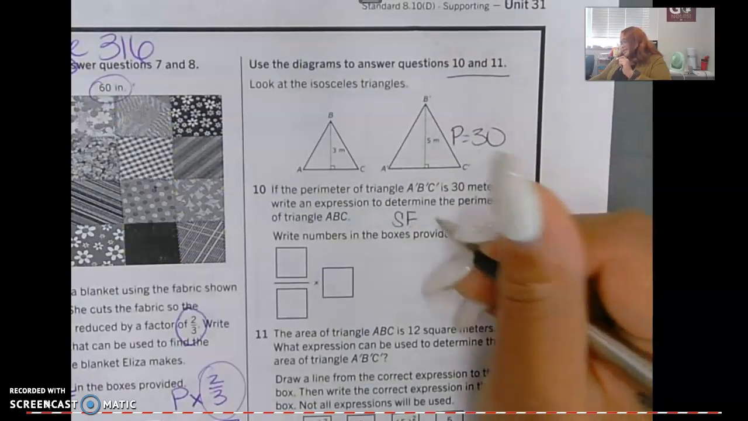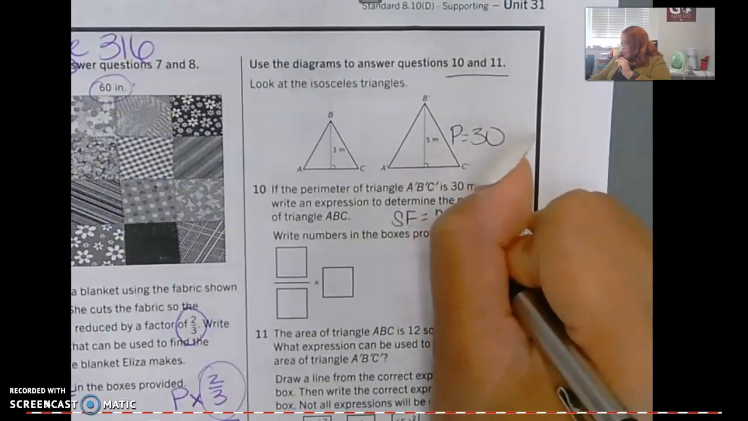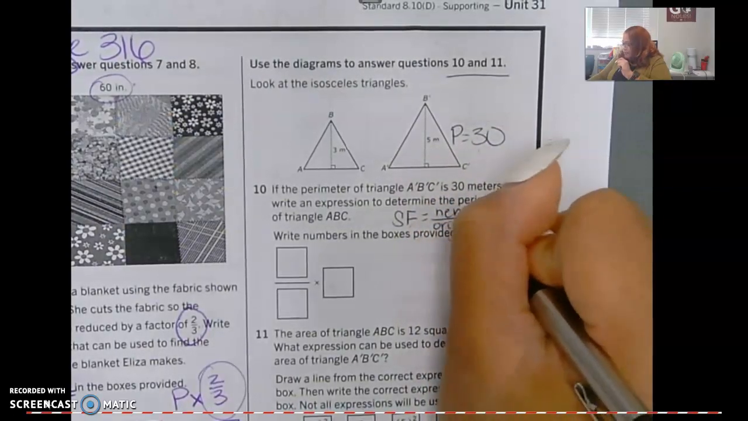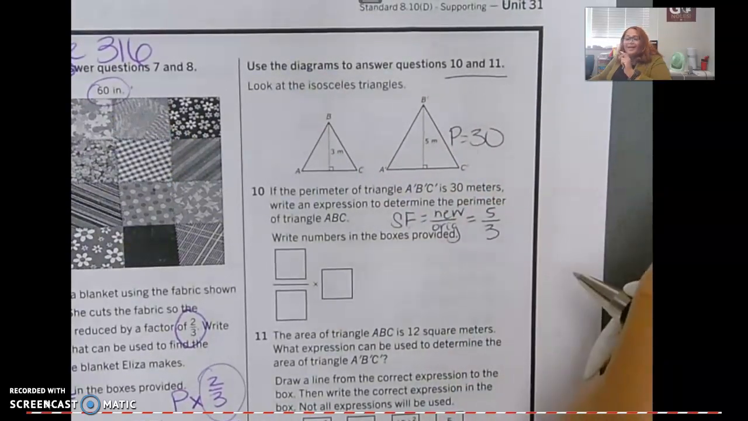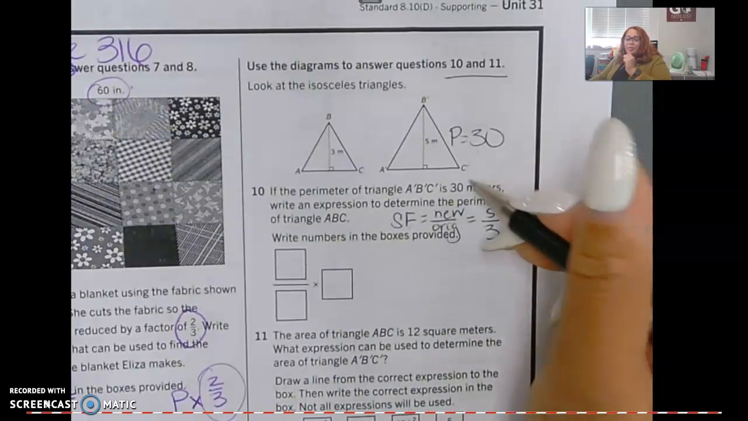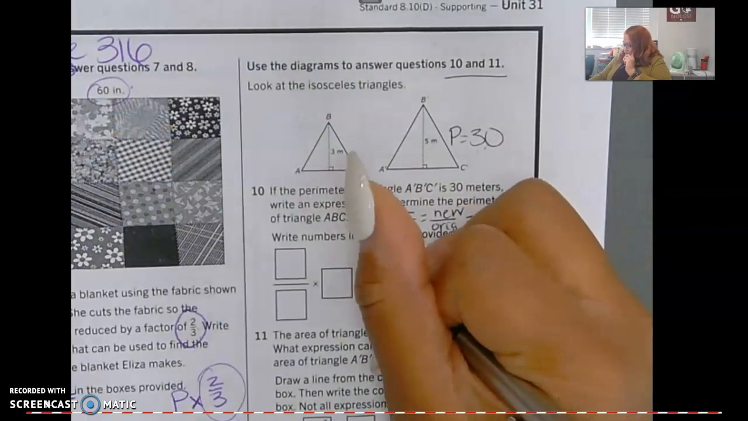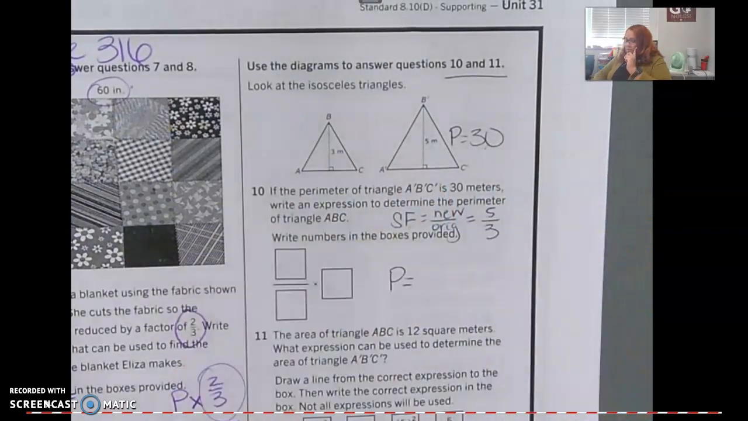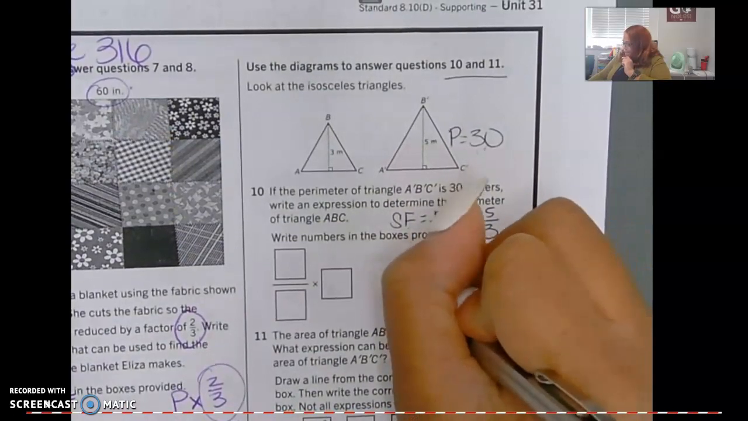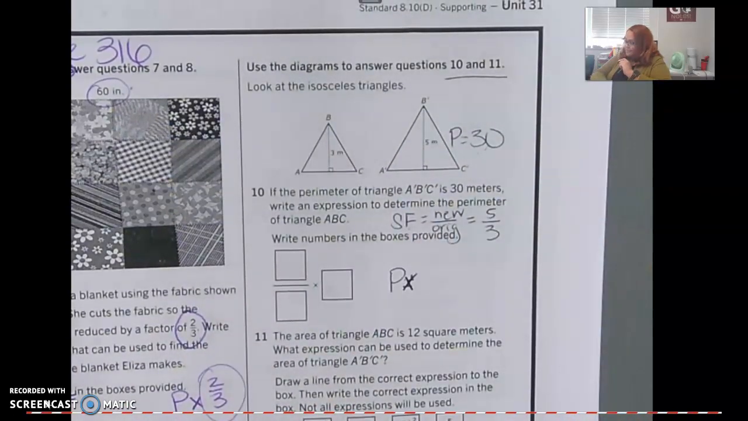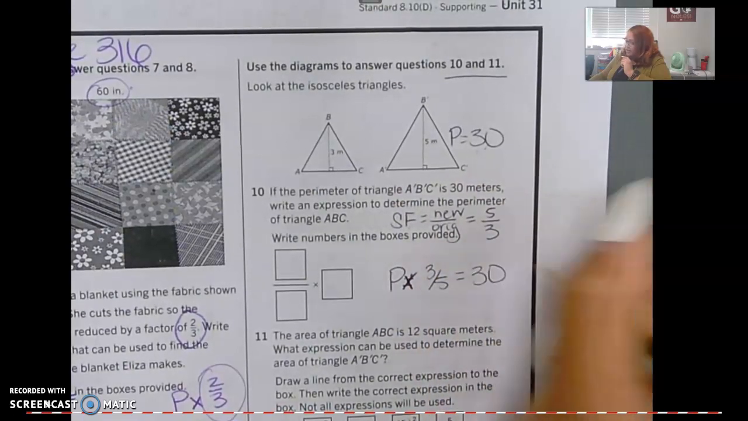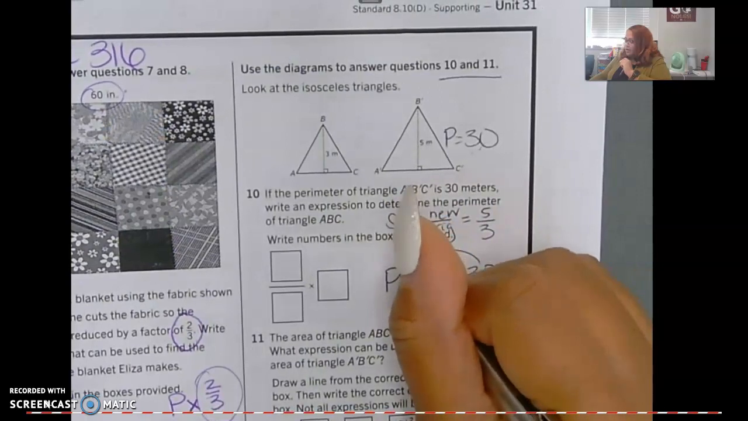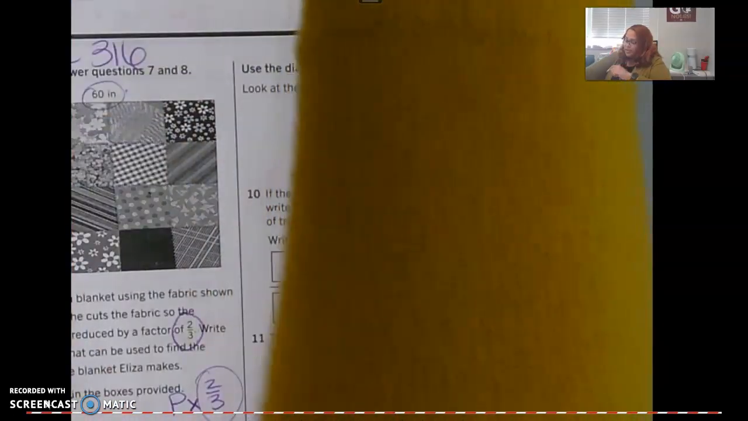So that means I need to take my scale factor, which is new to original, and that's 5 to 3. And then I need to flip it and then multiply by this perimeter. So perimeter times 3/5 gives me 30. So if I'm going backwards, what did I multiply by 3/5 to get 30?